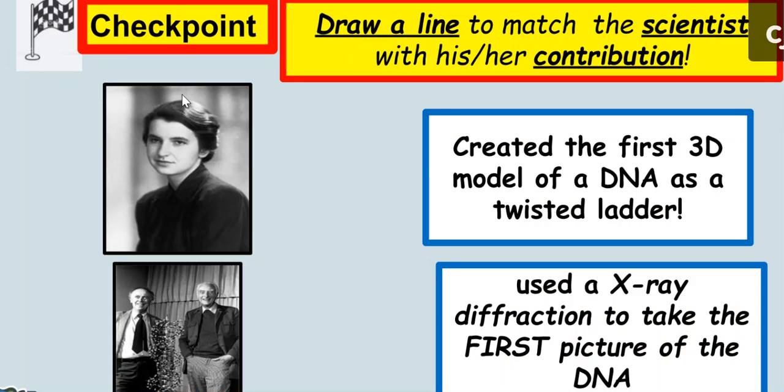So, let's review our history, shall we? Which one of these people made the first model of DNA, and which one of these people made the first picture of DNA? The picture came before the model. It was Rosalind Franklin who took the first picture of DNA. It was Watson and Crick who made the first 3D model of DNA. Although they're the ones who won the Nobel Prize, which by me, I'm still a little bitter about that.